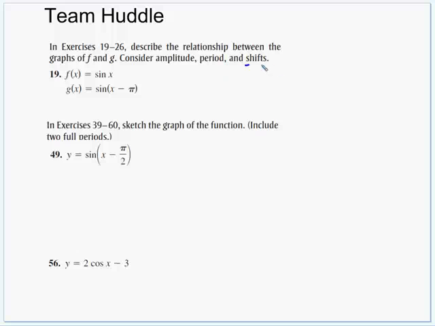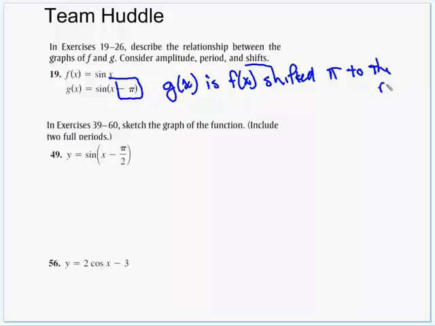And finally, the shift. The shift is just given by this piece right here, that negative pi. If it's a negative answer, it's a shift to the right. If it's a positive pi, it's a shift to the left. So, g of x is f of x shifted pi to the right. Again, the graphs would be identical, but the g of x would pick up the graph and move it to the right pi radians.